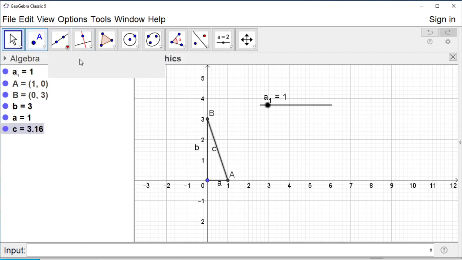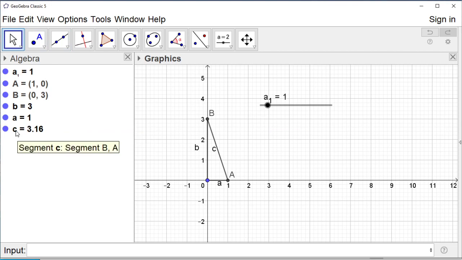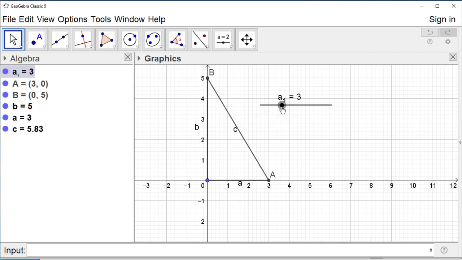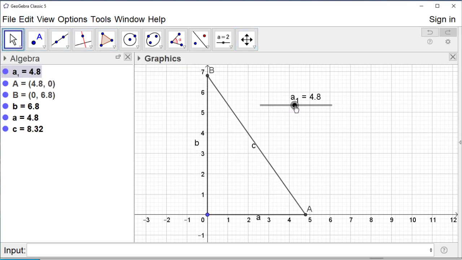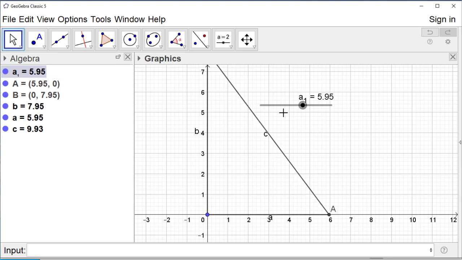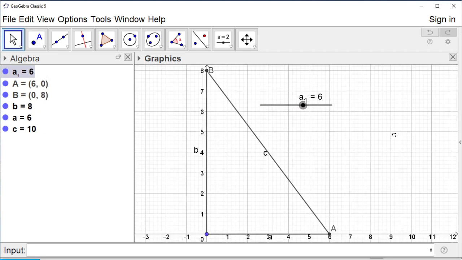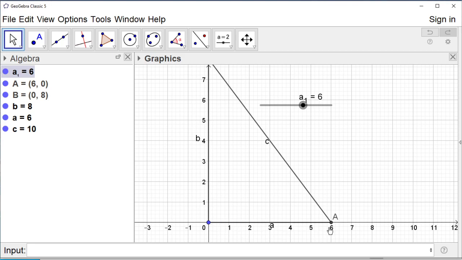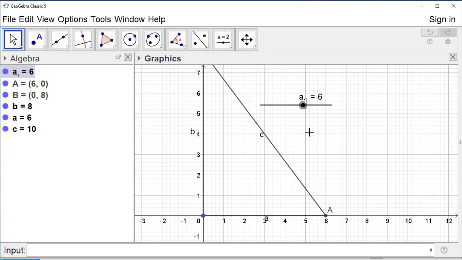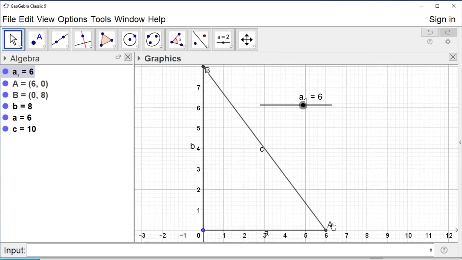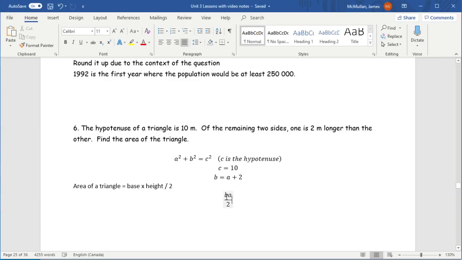Now to answer the question, what we want to know is when is the hypotenuse 10? So if you look at my drawing, we can just use the drawing to find this out. Okay, so there's the answer. A is 6, B is 8, and the hypotenuse is 10. Now the area of this would be the base, which is A, times the height, which is B, divided by 2. So you get area is base times height divided by 2. In our case, it is B times A divided by 2.